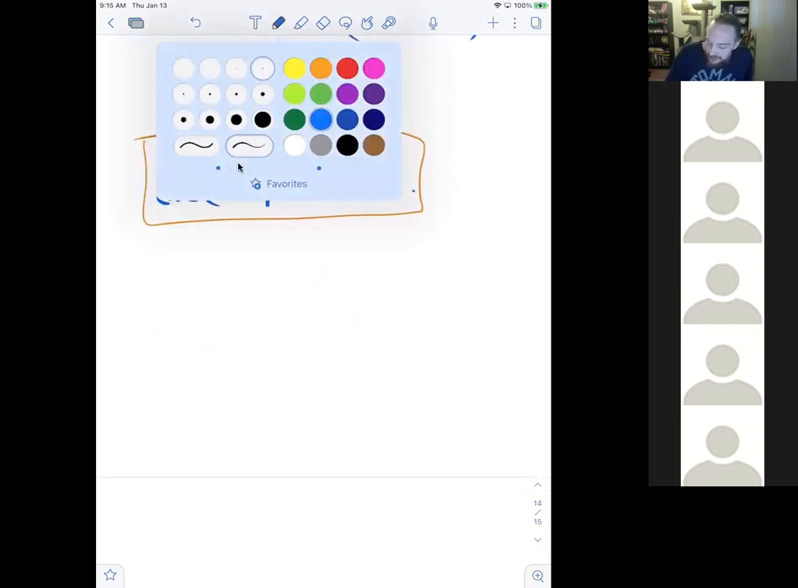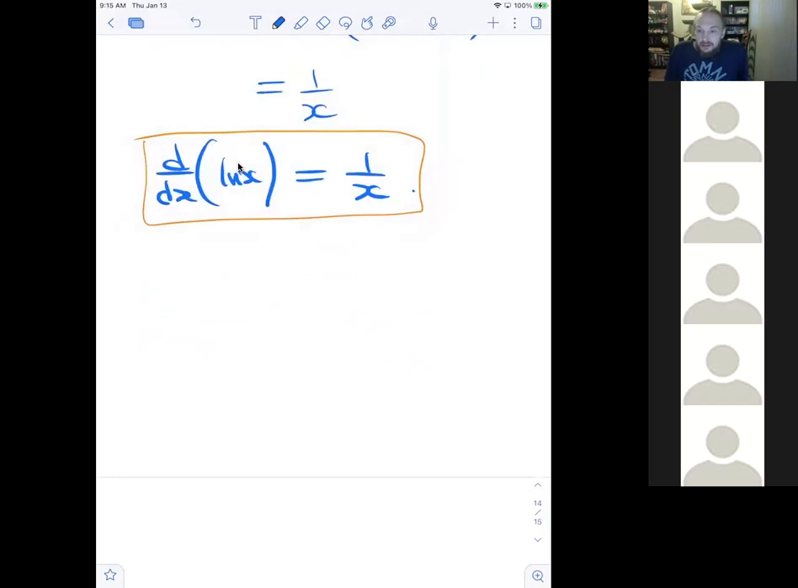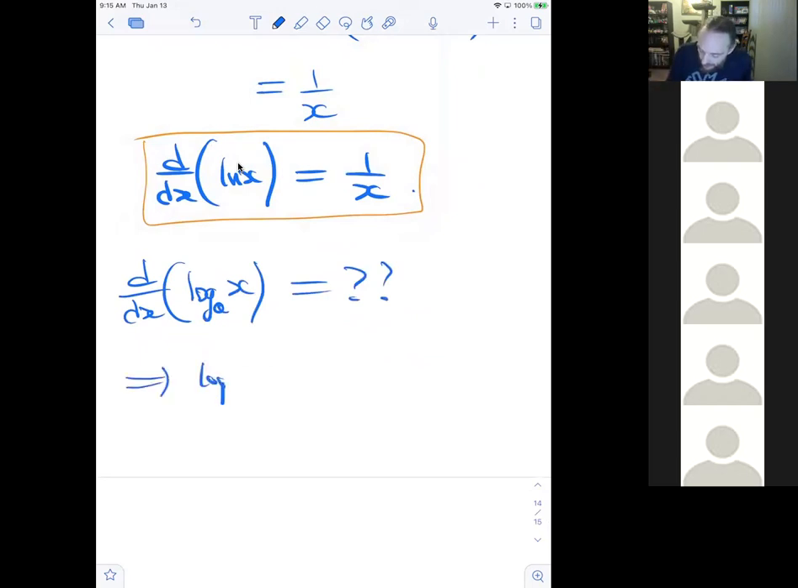And what is the derivative, therefore, of log base a of x? We use property 4 of logarithms. Log base a of x equals ln x over ln a.